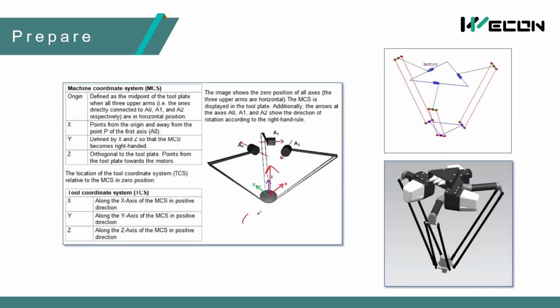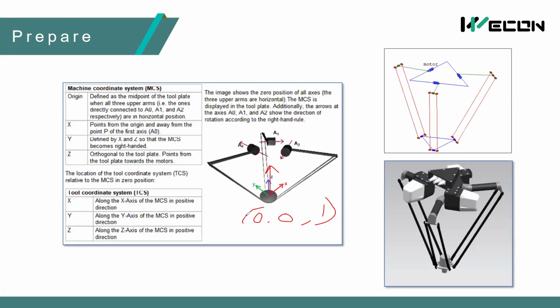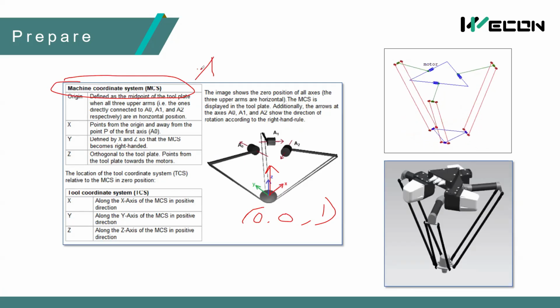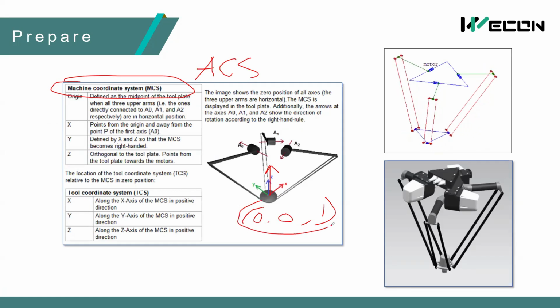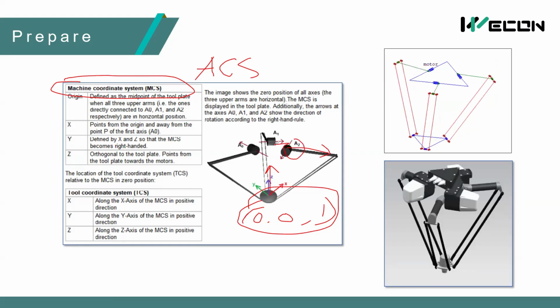If our target position is 0, 0, 1, for example, in this MCS. But if you set the coordinate system as ACS and you want to go to this position, it means axis A2 will rotate one turn, but the other two axes will keep at 0.